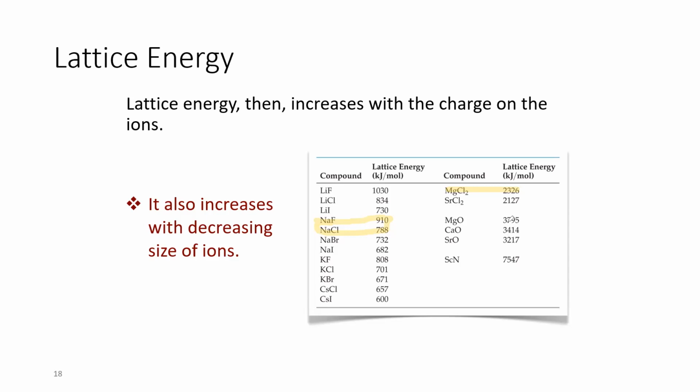But then if we compare these three together, the reason it decreases as we go from magnesium to calcium to strontium is because those charges are going to be the same, but magnesium is going to be smaller than calcium, which will be smaller than strontium. So just the distance is going to be the important piece there.